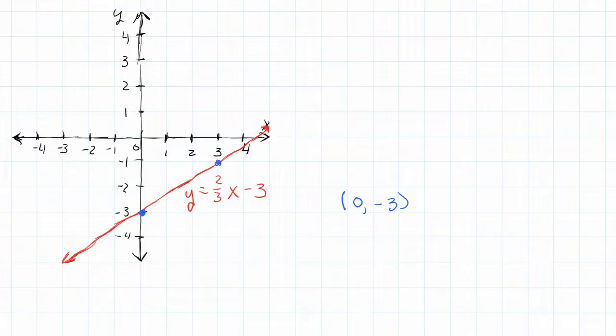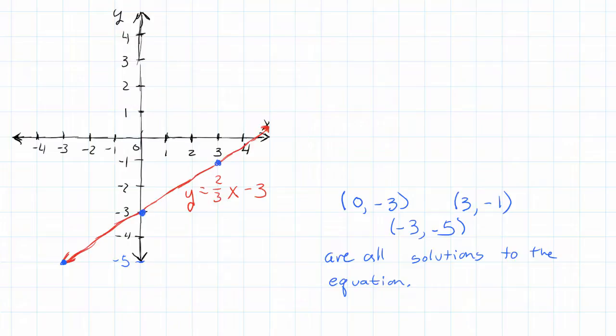This point, x is 3, y is -1. And this point down here, x is -3, y is, let's see. Down here is 3, 4, this must be -5. x is -3, y is -5. These are all solutions to the equation.